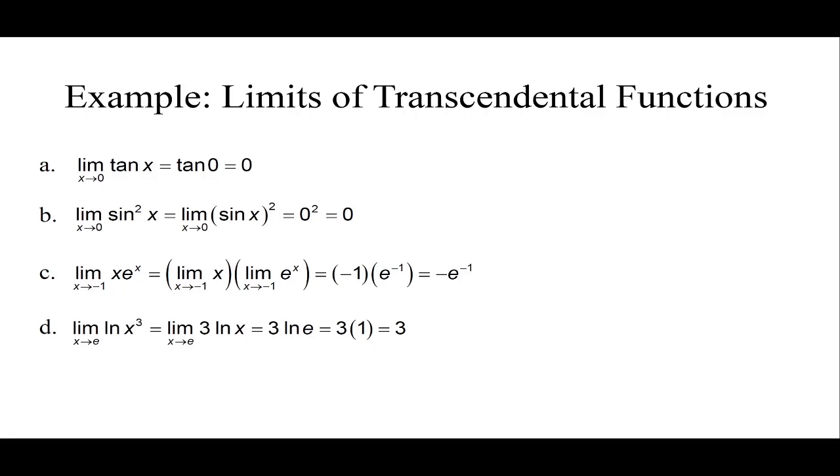Some examples. The limit of tangent of x when x approaches 0, just replace x by 0. Limit of sine squared of x when x approaches 0 is again 0. Here we can use the product rule. We can find the limit for the first one, which is x, the second one e to the power x, and eventually this is the answer we're going to get. And we can do the same thing here.